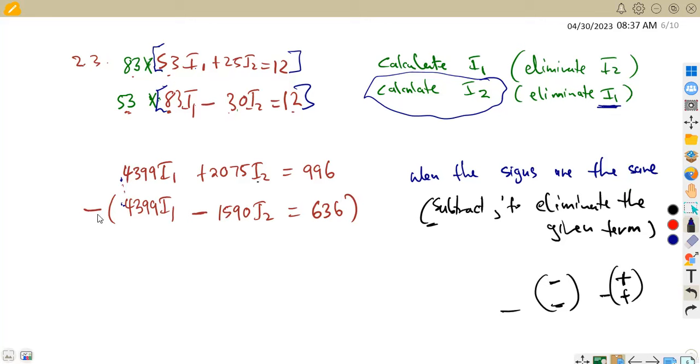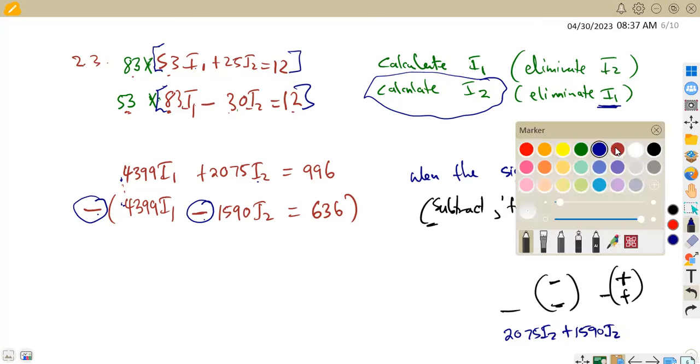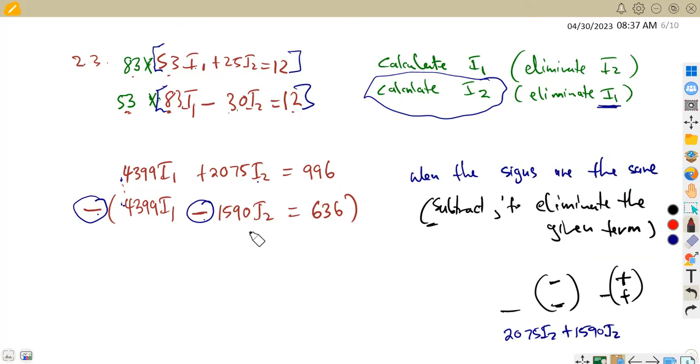2,075 I2 minus. So take note, this is a minus affecting a minus, so it is going to be a plus. So this is going to be 2,075 I2 plus 1,590 I2. If we add these two terms, we are going to obtain 3,665 I2, which is equal to, we do the same thing, we subtract 996 minus 636. This is going to give us 360. So the sign that you use here, you apply throughout.